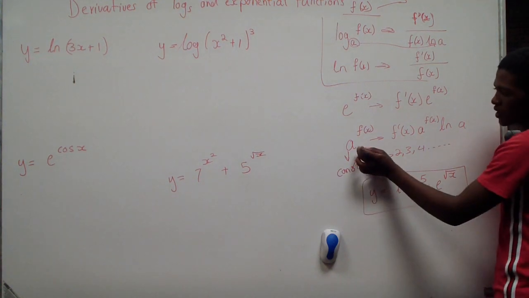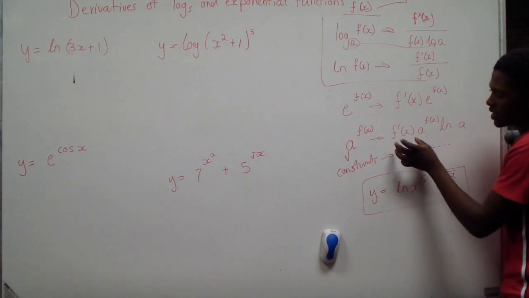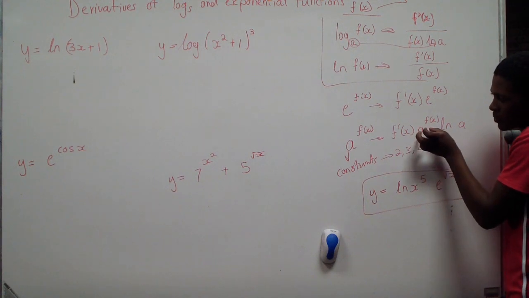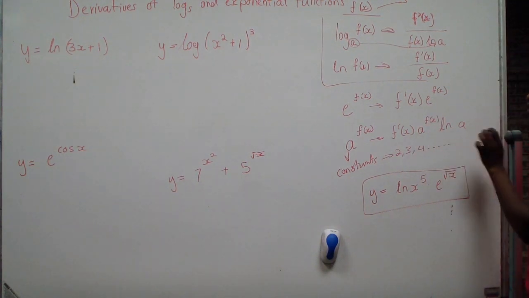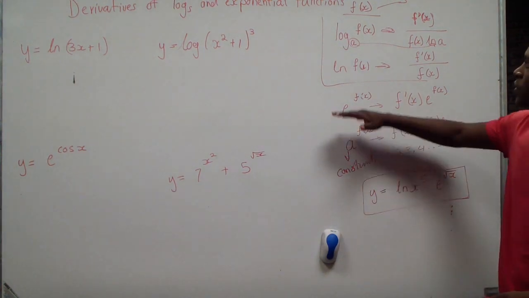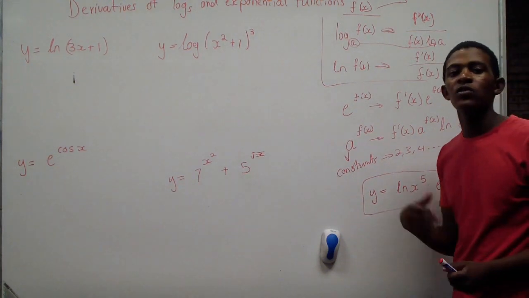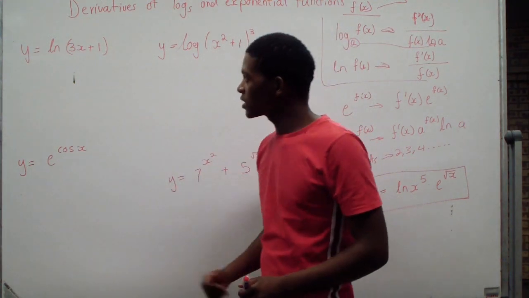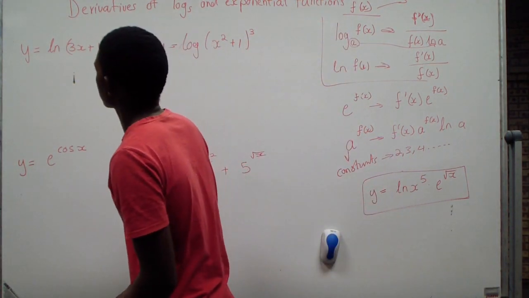If you have a base to the power of a function, you can derive it by saying the derivative of your function multiplied by the base to the power of the function, multiplied by ln of the base. When you know these formulas, it's easy to solve any problem that you come across. I've written a few examples here, and I would like to do them with you.